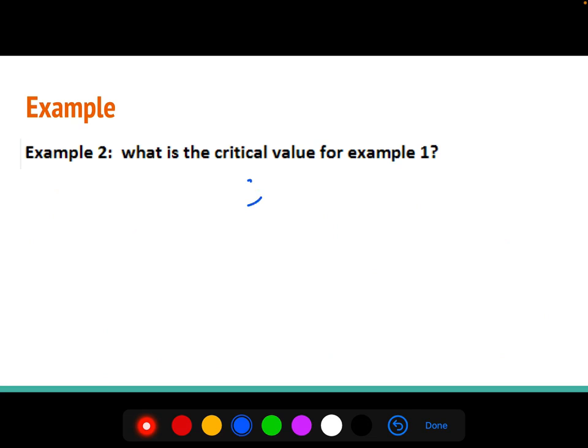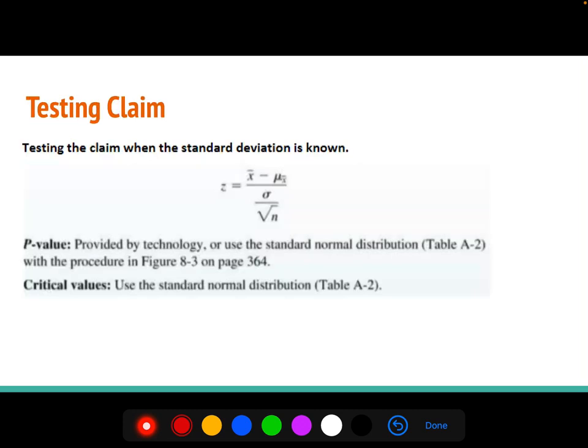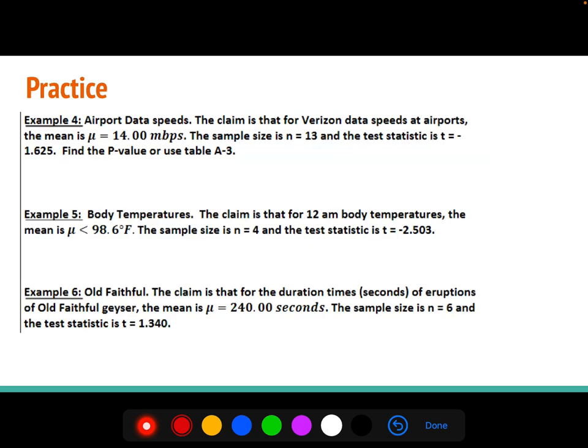All right, now on to number 2. What's the critical value? We just found that. That was T. Wow, me and my writing today. T is negative 0.290. Now, testing our claim where the standard deviation is known, there's our formula.